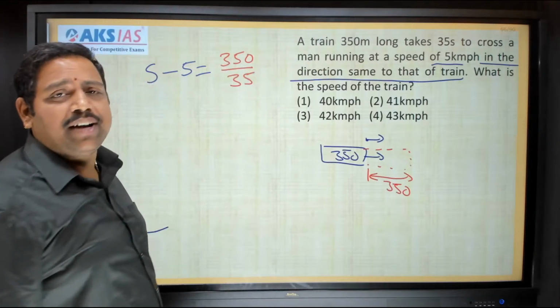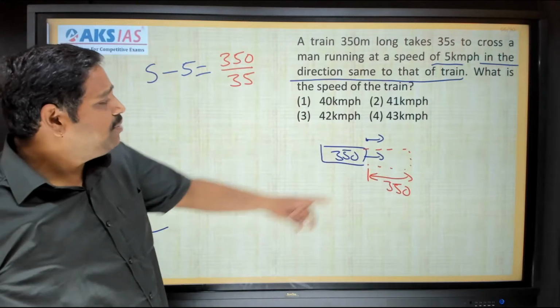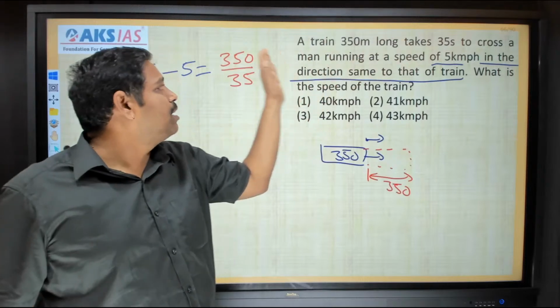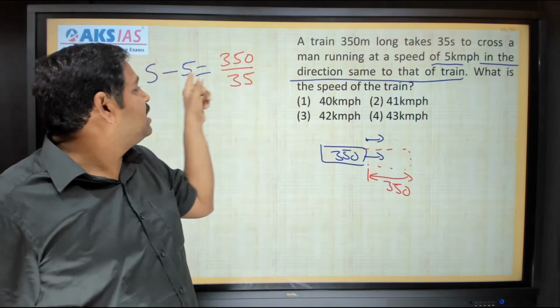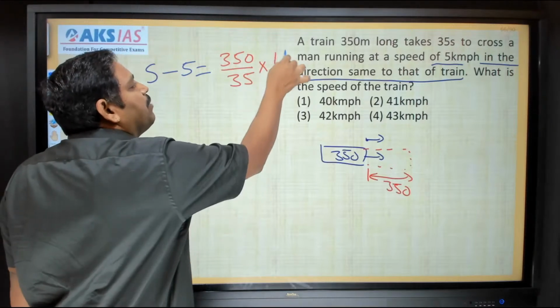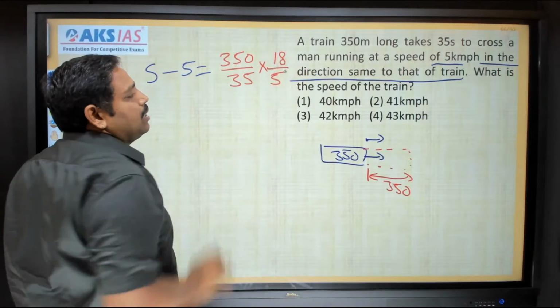This is also speed, I am equating. But this 350 is in terms of meters and the 35 is in terms of seconds. That means it is in terms of meters per second. But it is required in terms of kilometers per hour, that's why I just want to multiply with 18 by 5. Right. Now let us simplify it.